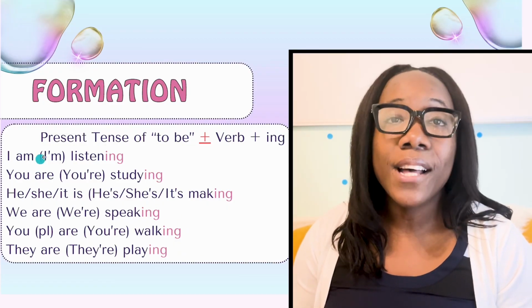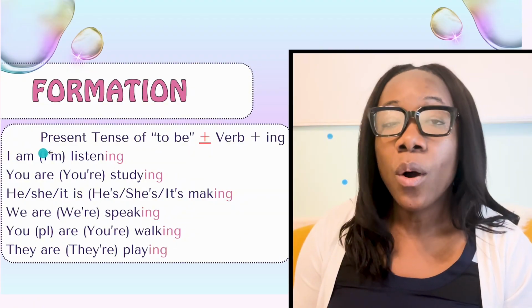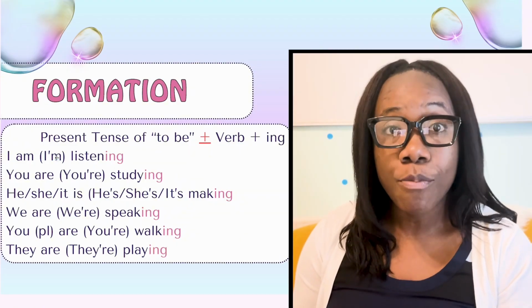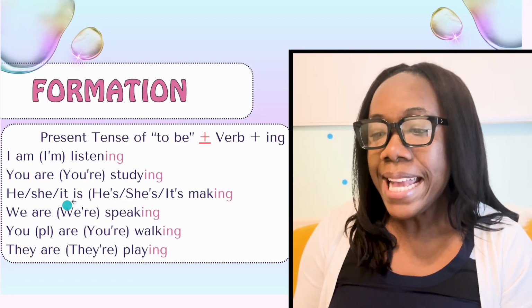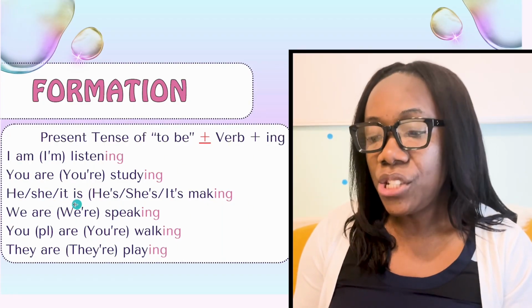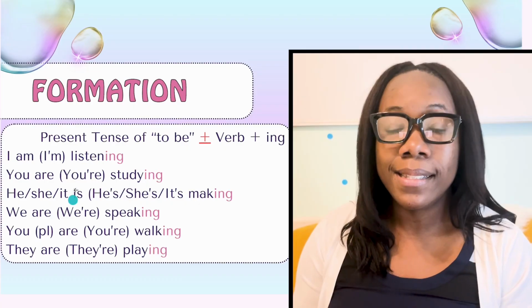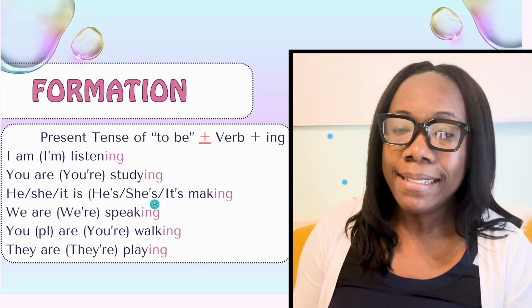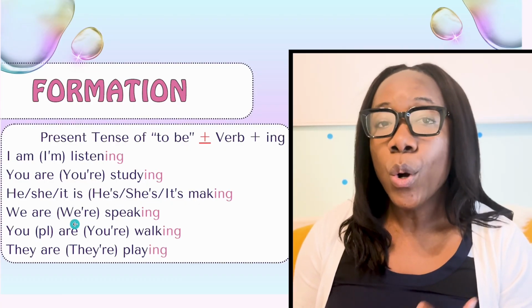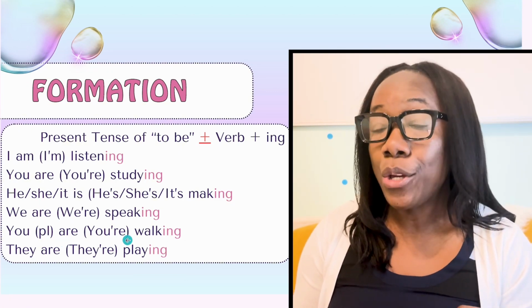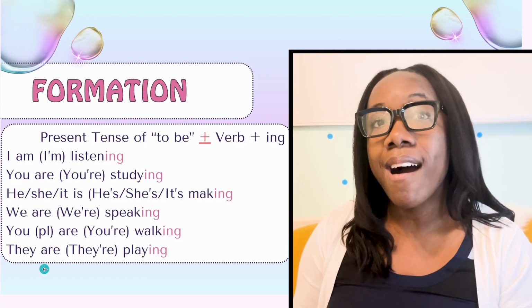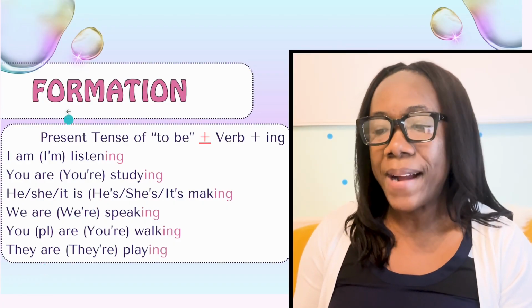So the present tense of to be is I am or I'm as a contraction. You are or you're. He is, he's. She is, she's. It is, it's. We are, we're. You are, you plural, are, you're. And they are, they're. All right.